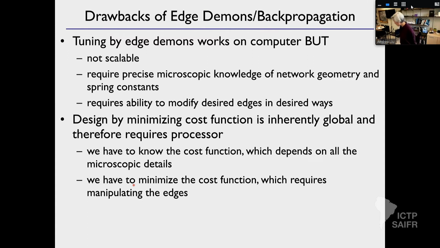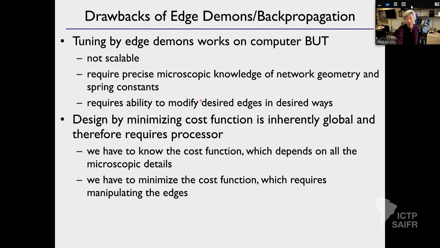There's a problem with this. By doing gradient descent using edge daemons or backpropagation or whatever, this works fine on the computer, but it's not scalable. If I really wanted a material that I could mold with my hands, with 10 to the 10 different edges, there's just no way I could solve this. It requires precise microscopic knowledge. I need to know the network geometry, the topology, and all the spring constants. I have to know everything, equilibrium lengths, all of that. And then I had to be able to go in there with my little edge daemon and make the modification that I want. The gradient descent tells me what to do. So this is not very practical for making real materials.